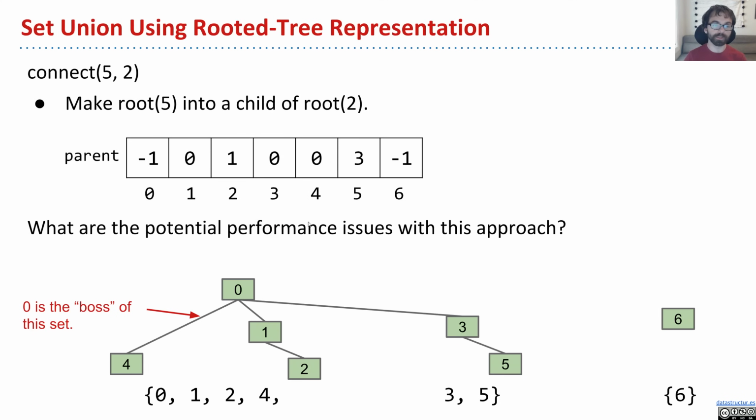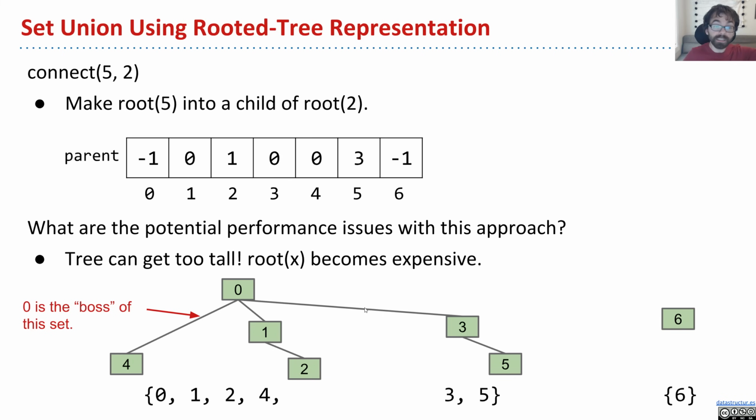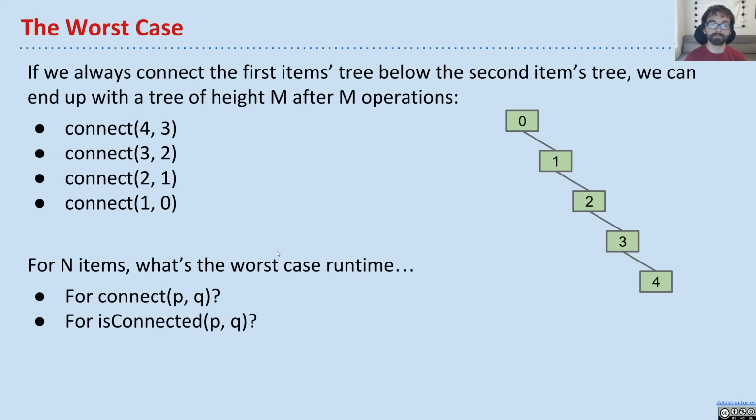Now, this approach has some potential performance issues. So, the question for you: why might this be a problem? Where can we run into trouble here? Connect seemed fast in the sense that I just had to change one value. But what's not great about this? Well, what's not great about it is that the tree can actually get really tall. Finding the root of an item can become expensive if the tree is very long.